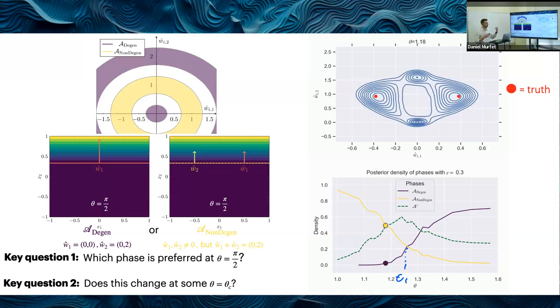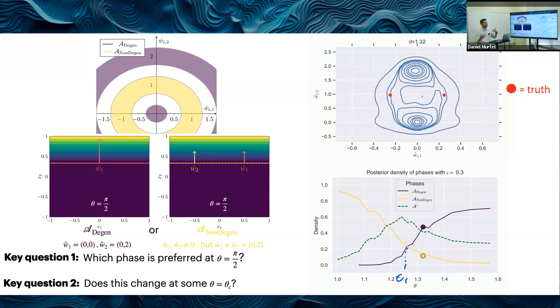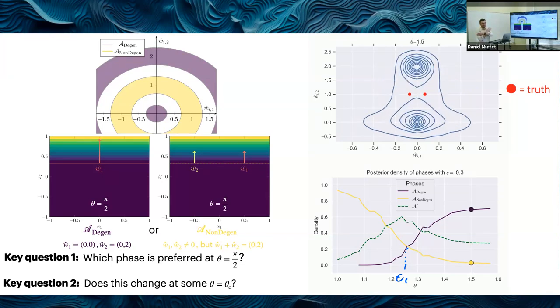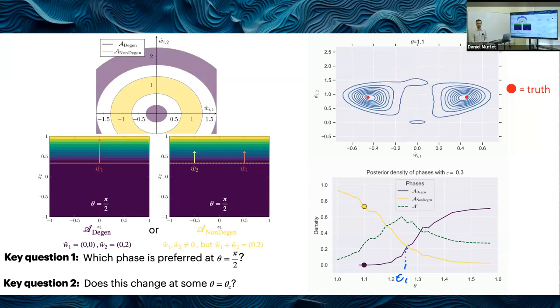So for low theta values, the non-degenerate phase is preferred. And then at that crossing point, it flips over, and now the degenerate phase becomes preferred at the end there. Does that make sense?